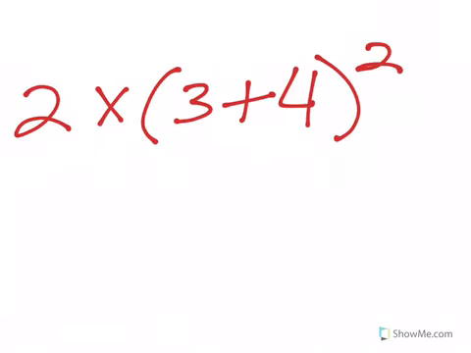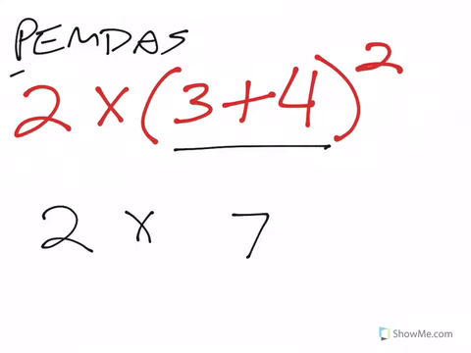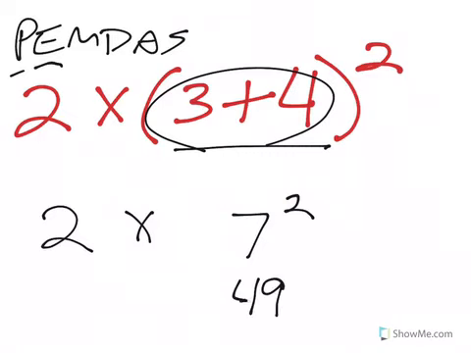Okay, now we've got 2 times, and then 3 plus 4 in parentheses, squared. So let's look at PEMDAS here. And what do we have? Well, in this case, we do have parentheses, 3 plus 4. If I add those together, I get 7, and I bring everything else down exactly how it is. Now we have 7, which was inside the parentheses, squared. So 7 times 7 is 49. I bring everything else down again as is.